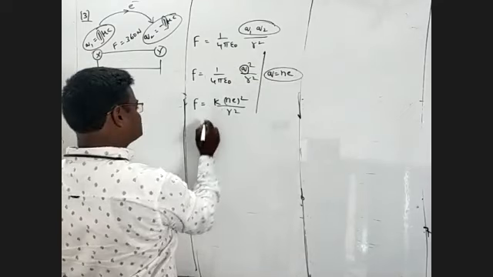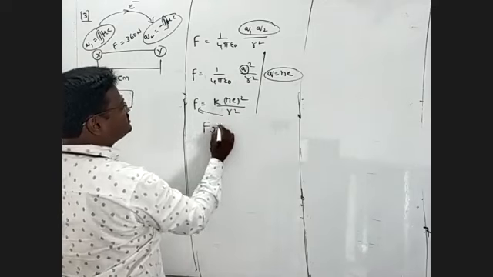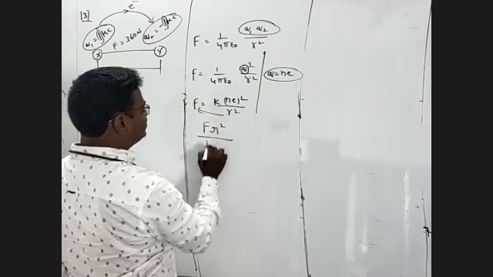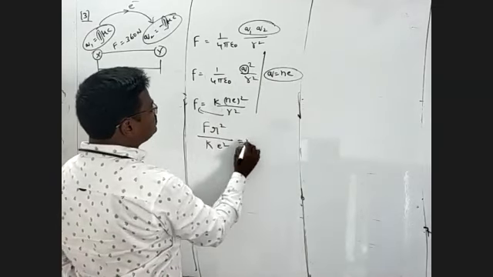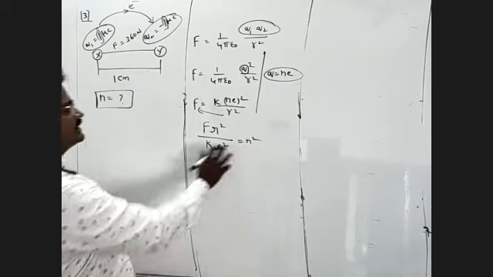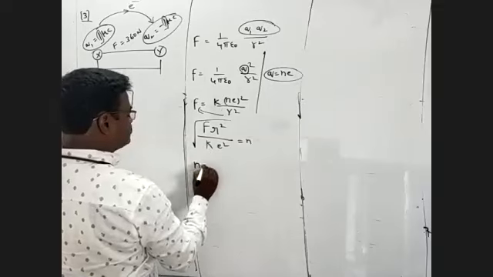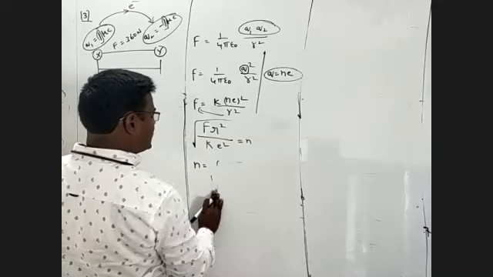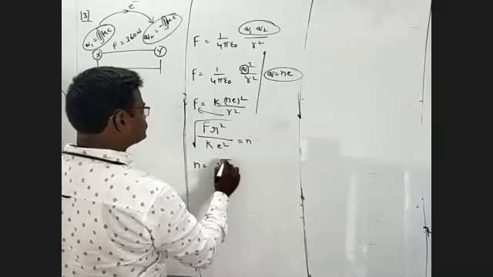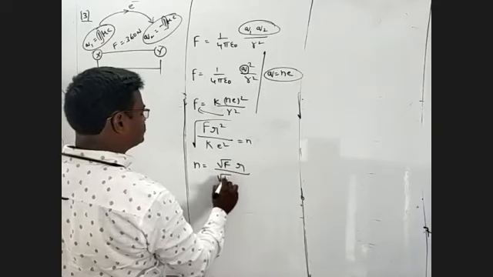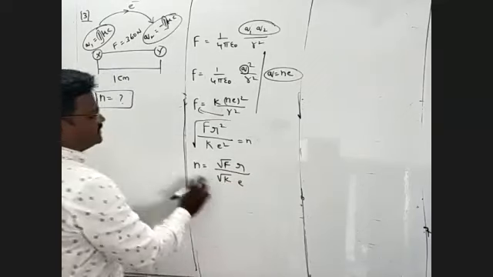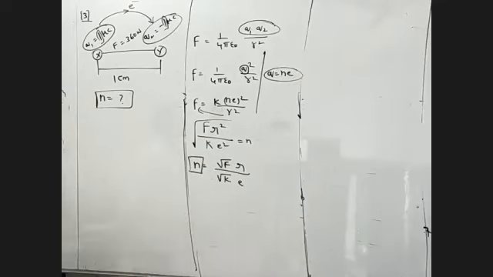I want N, so taking R squared to the other side, F R squared by K equals E squared times N squared. Taking the square root, N is equal to root of F times R divided by root K times E. This N is the number of electrons transferred from one body to another.